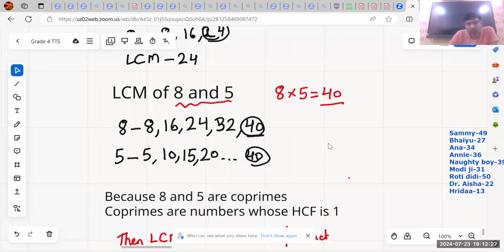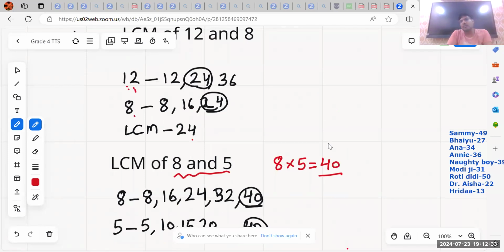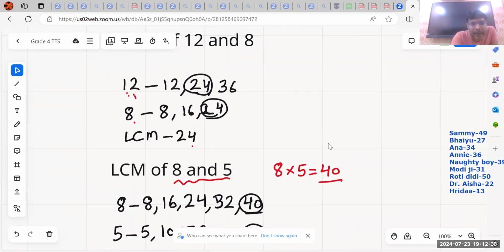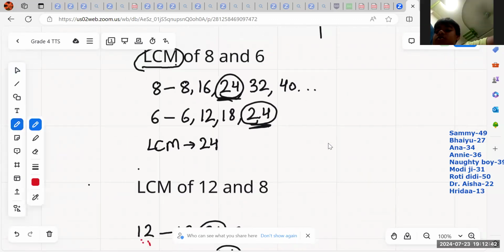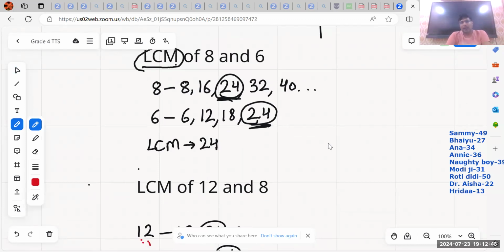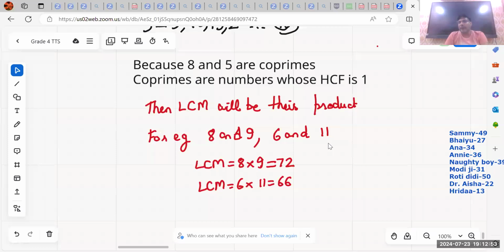But if you see the previous question, 12 and 8, they were not co-primes because उनका common factor 4 था, इसलिए मैंने उनको multiply नहीं किया. If I see 8 and 6, उनका highest common factor is 2, इसलिए I couldn't multiply them. But if you see 11 and 6, there is no common factor. If you see 8 and 9, there is no common factor. So everyone will give me one example of coprimes.